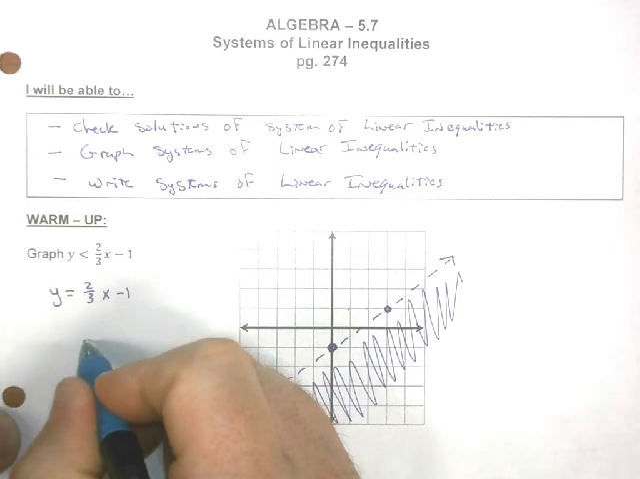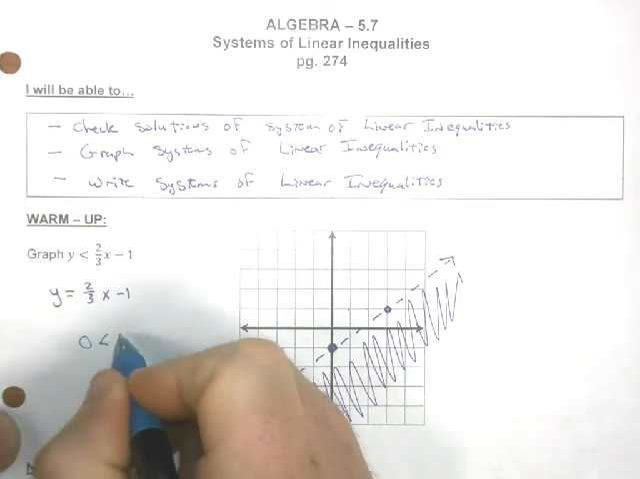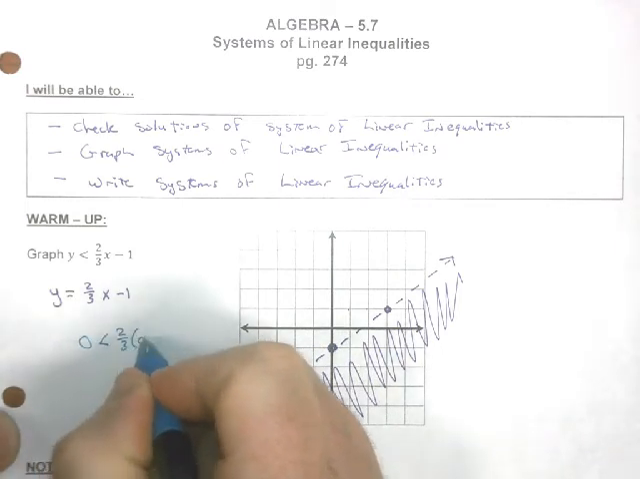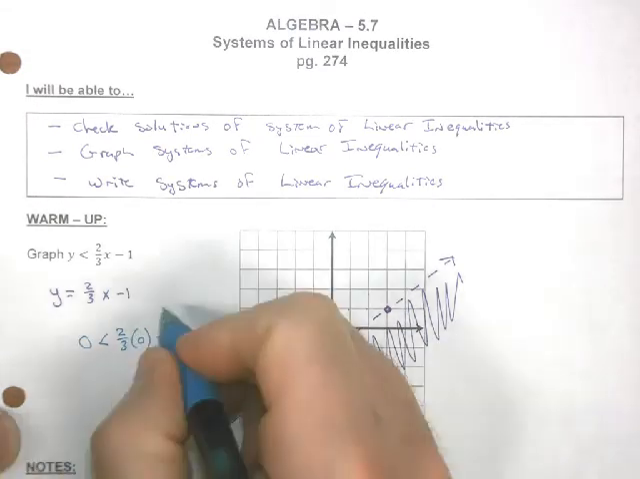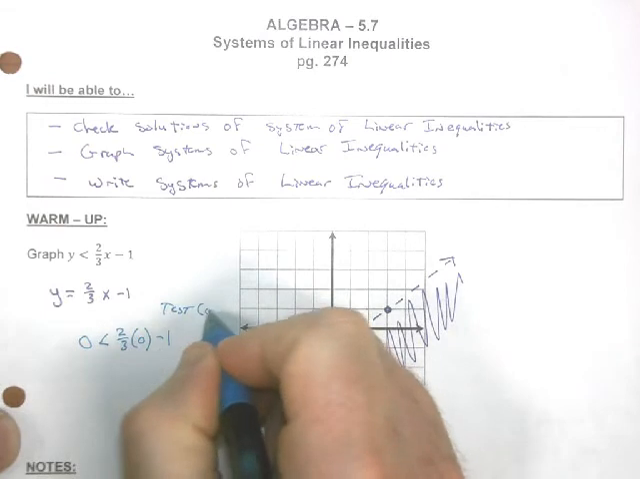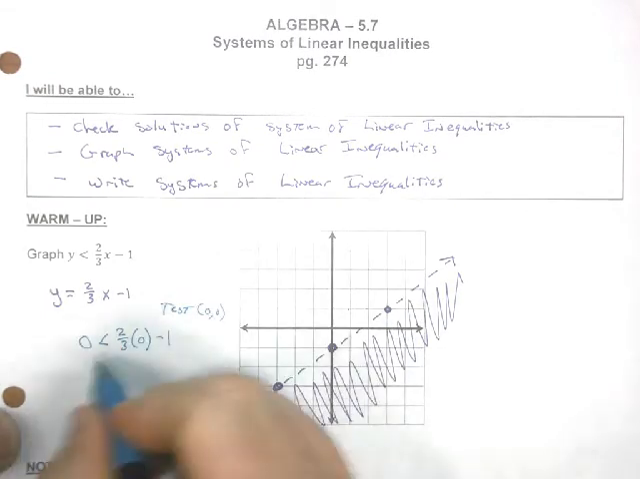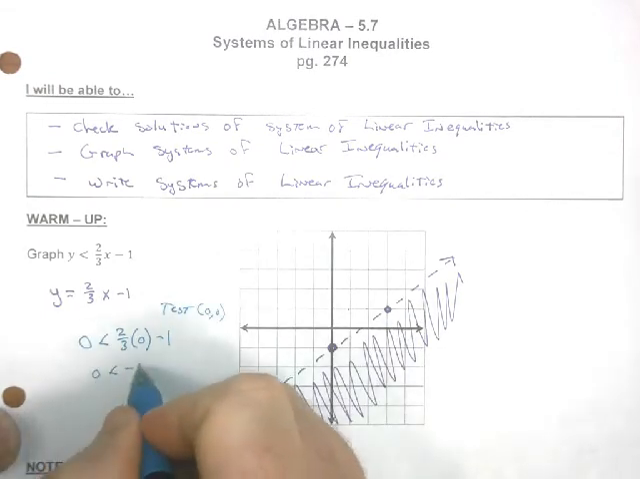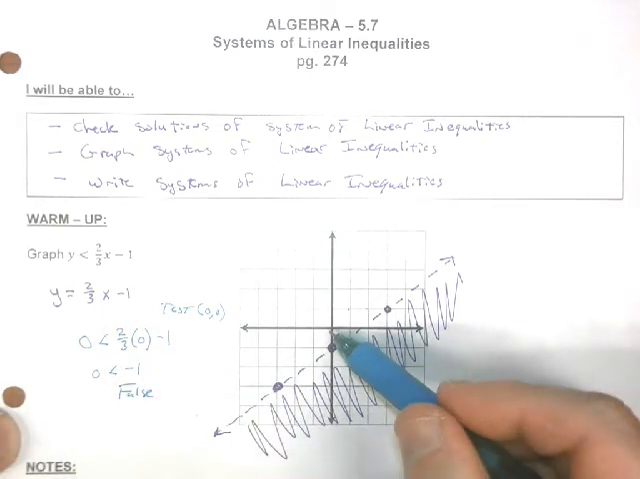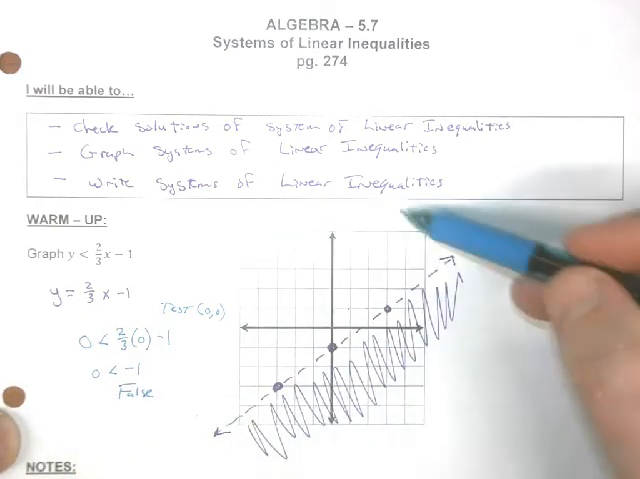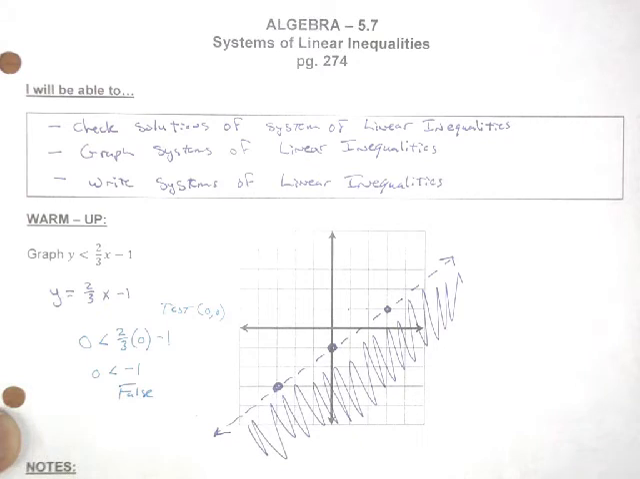So I plug it back in there. 0 is my y. It's less than 2/3 times 0 minus 1. And again, I'm looking for a false statement because I'm testing 0, 0. So 0 is less than minus 1. That is false. And it should be false because it's not on the shaded side. So I have shaded correctly there.